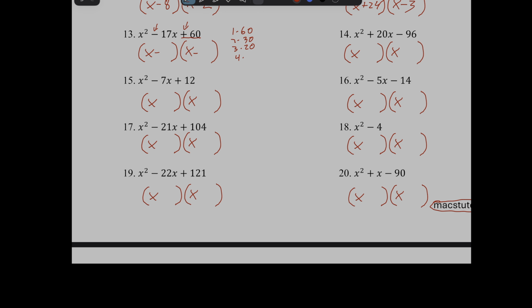So let's go 4 times... 4 goes in the 60 fifteen times, so it's 4 times 15. Well, that adds to 19. How about 5? 5 times 12. Hey, look. See what I did? I kept going down. And if I wanted to keep going, I'd go 6 times 10. Then I try 7, no. 8, no. 9, no. My next factor would be 10. And once it wraps around like that, I found them all. So my answer here is 5 and 12.